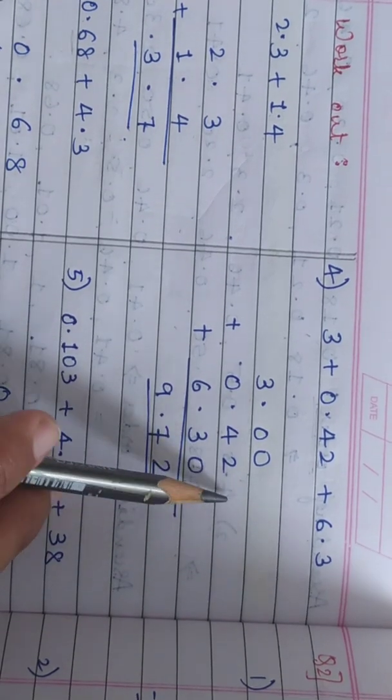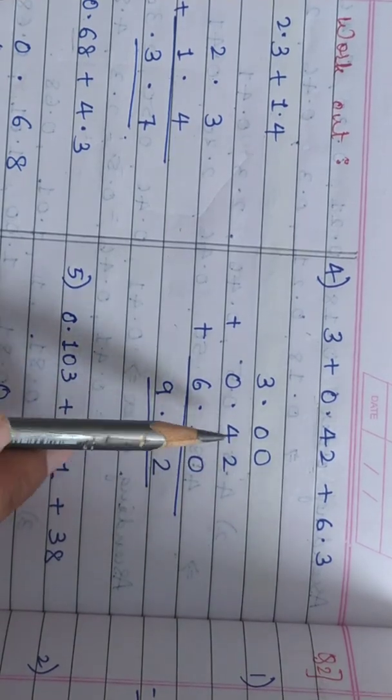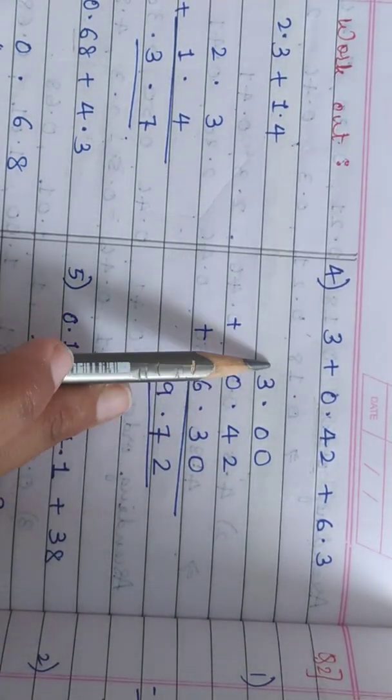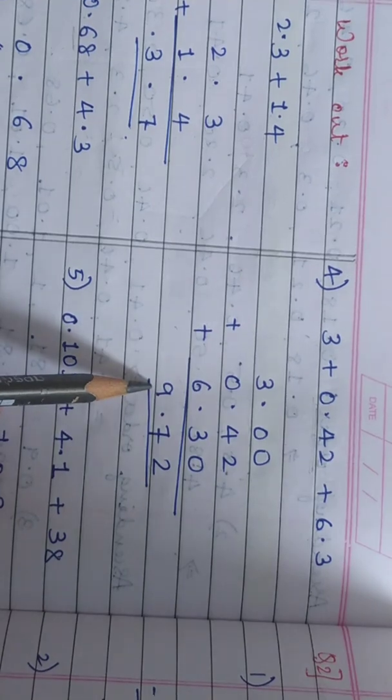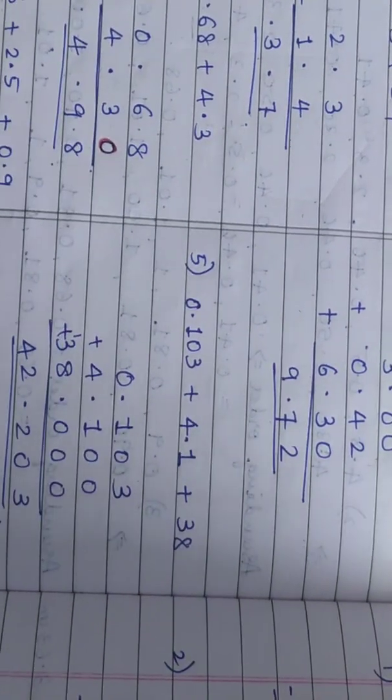Okay. So if we add these, 0 plus 2 plus 0 is 2, 4 plus 3 is 7, 3 plus 6 is 9. So the answer is 9.72.